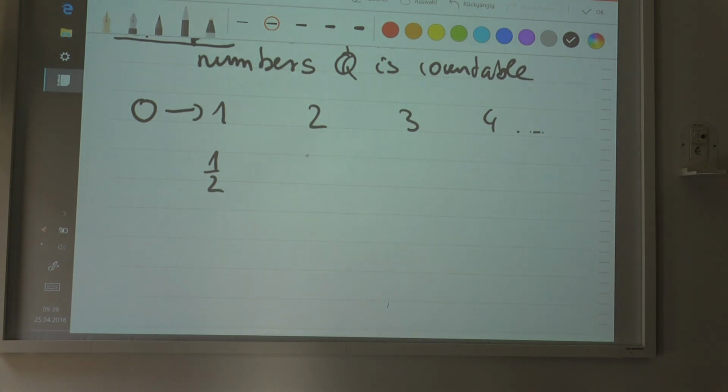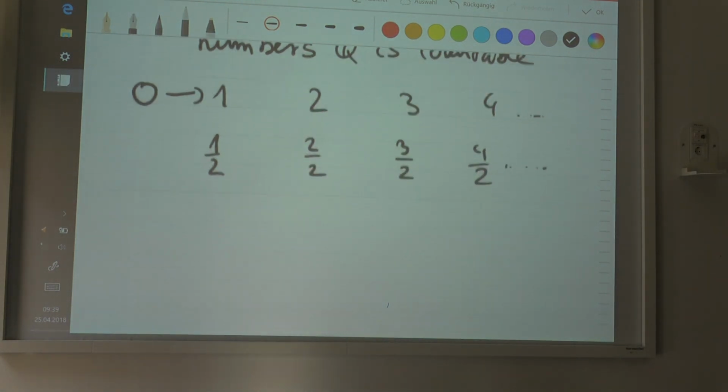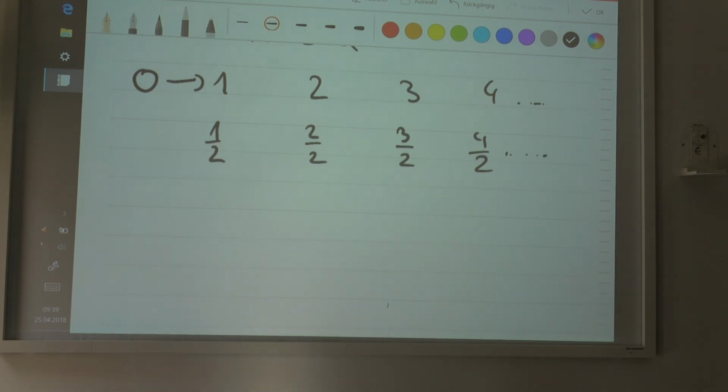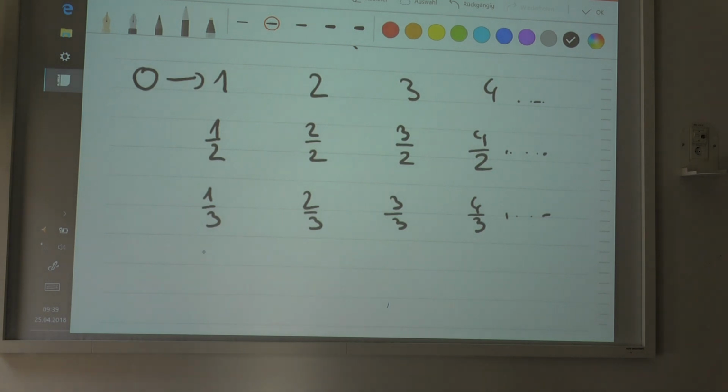So here you had 2 over 2. Now this is it. So 3 over 2, 4 over 2, that goes on. So the denominator is 2. In the next section the denominator is 3. So here 1 over 3, 2 over 3, 3 over 3, 4 over 3, etc. And here you would have 1 over 4, 2 over 4, 3 over 4, and so forth. So you would have all positive fractions here, including 0.